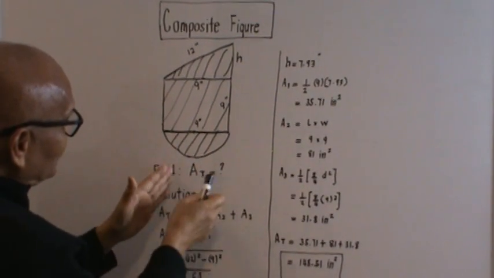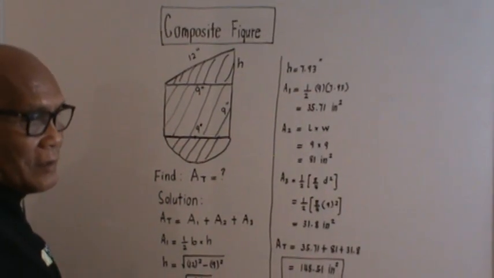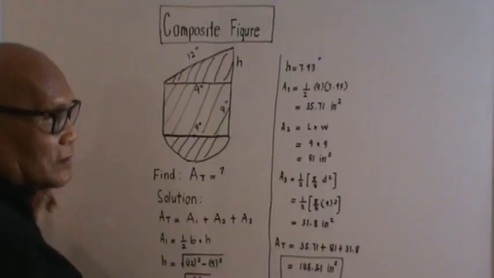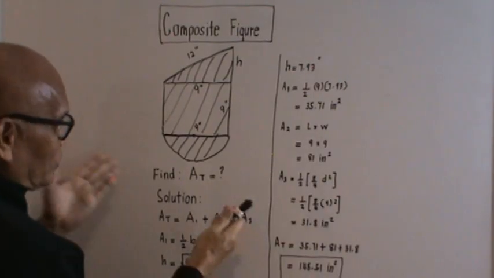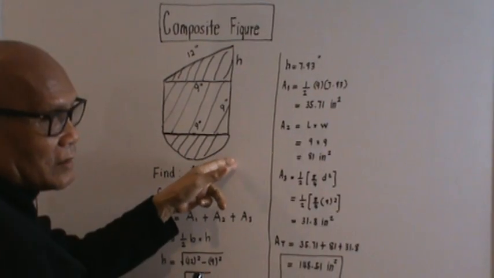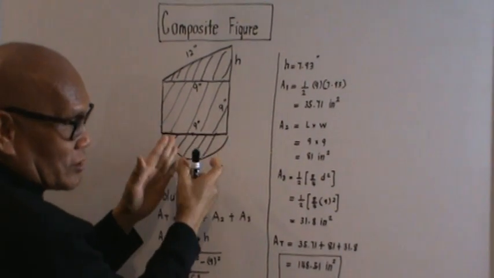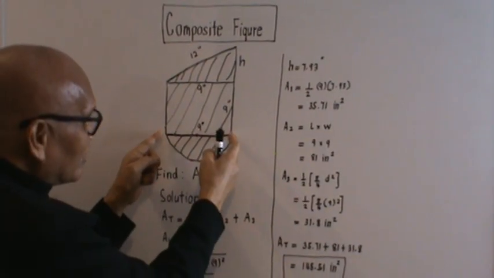The bottom portion is a half circle. So it's a semicircle, right? Of course, we are now given the dimension of the semicircle. The diameter should be 9 inches because it's a semicircle, right? So the diameter is 9 inches.